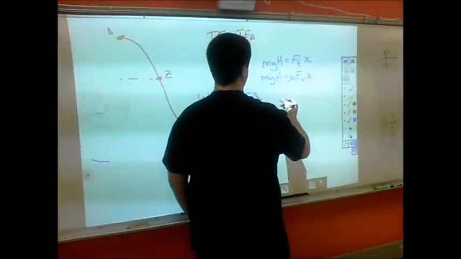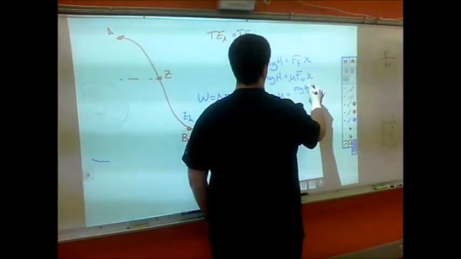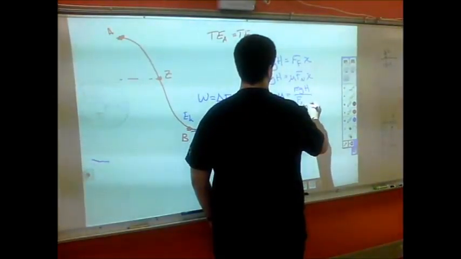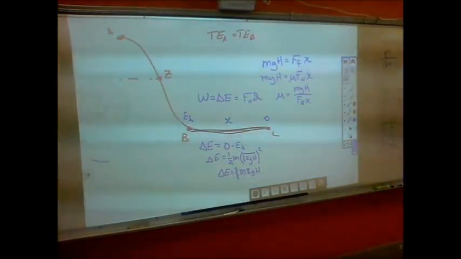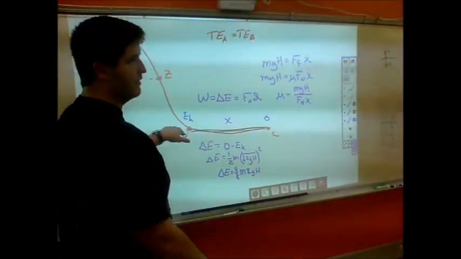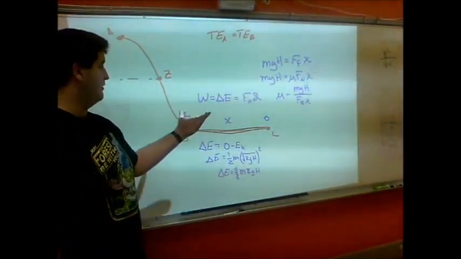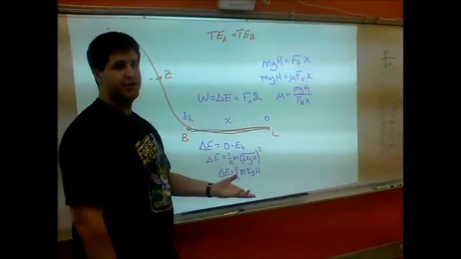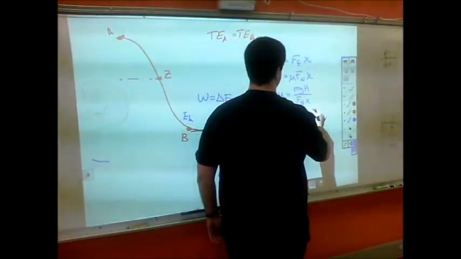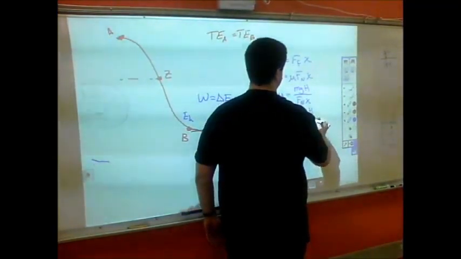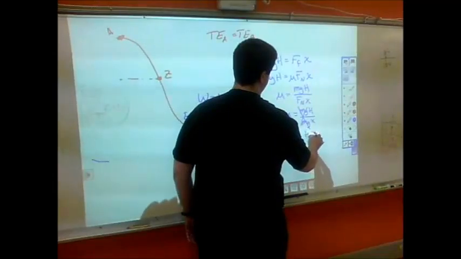And so now we end up with mu equals mgh over Fn x. Can we simplify this down any more? Yeah. What is the normal force when you're on a flat surface? Well, it's just equal to your weight, and your weight is just mg. So we get mu equals mgh over mgx. The mg's cancel out, so we get mu is equal to h over x.